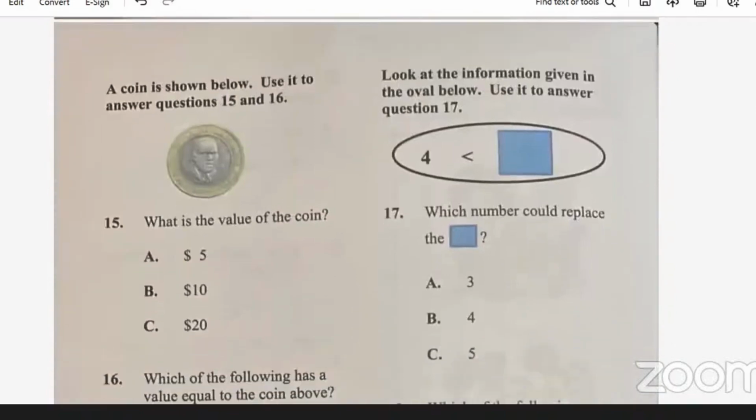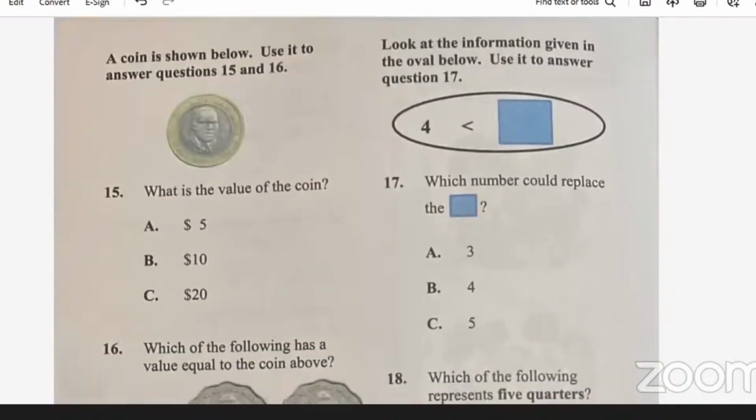All right, so let's get to question 15. A coin is shown below. Use it to answer questions 15 and 16. All right, so here's the coin, and we should all know what these coins represent. What's the value of this coin? And this is a $20 coin. All right, so that's the answer. It's a $20 coin. The answer is C.